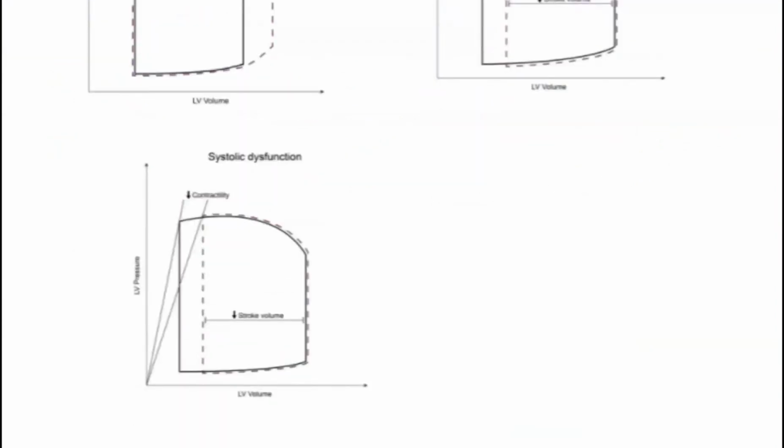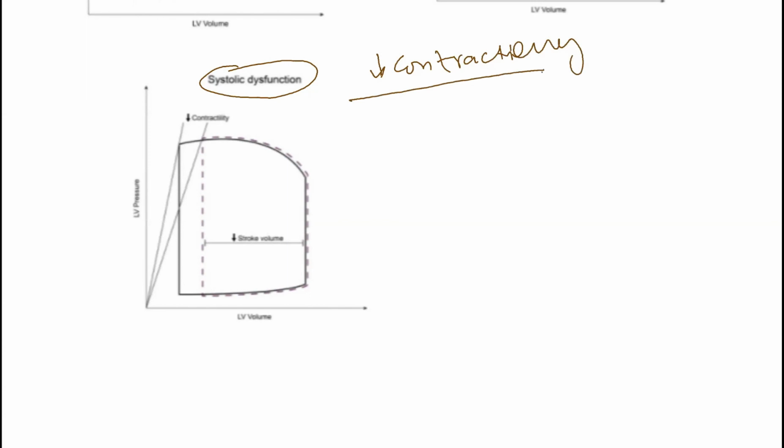So the next picture is systolic dysfunction. What happens in systolic dysfunction? There is decreased contractility. And what will happen then? Due to decreased contractility, there will be more blood remaining in the left ventricle. Why? Because the left ventricle is not pumping all of the blood. So end systolic volume will be increased, because after the systole, some of the blood will remain in the left ventricle.